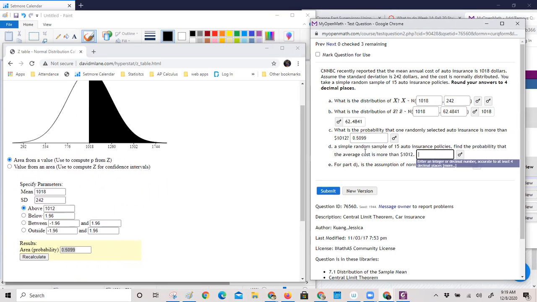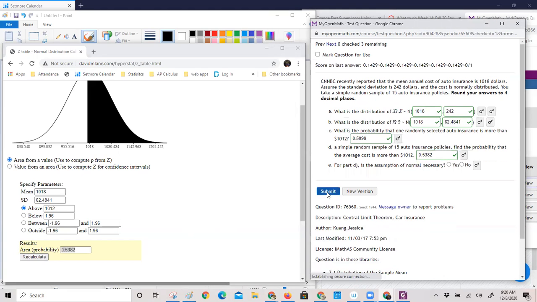Now for part two, we get a random sample of 15 automobile policies. So now we're into a sampling distribution, right? Because they're asking how the average of those 15 automobile policies compares to all the averages. So there we're in the second distribution, same mean, but a smaller standard deviation. So I'm going to type in 62.4841 and calculate that. And it's a little bit bigger, less variation. The standard deviation was smaller, so we'd expect less variation. So let's submit and see how I did. And I got them all right. Okay, so you've got to pay attention.